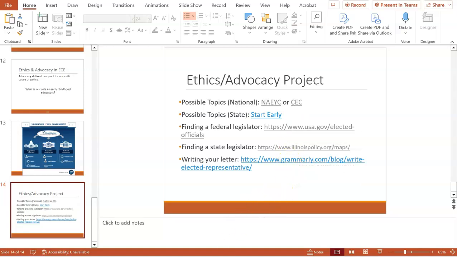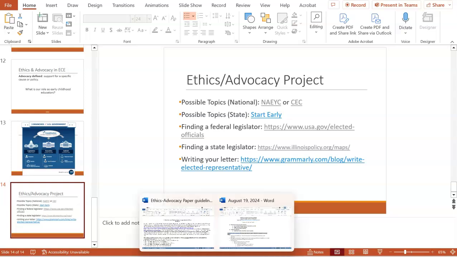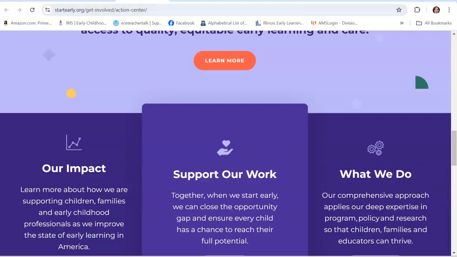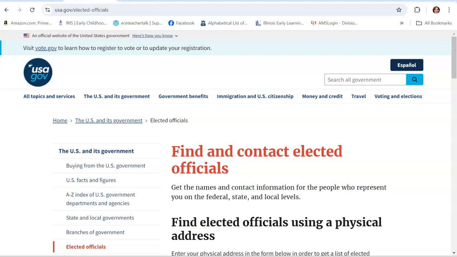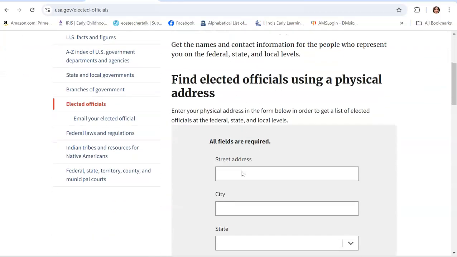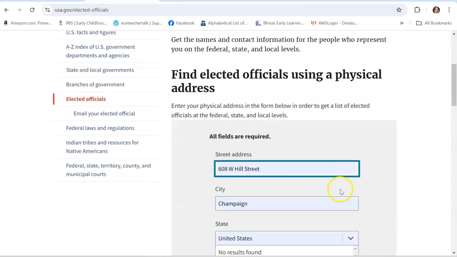So the way that you would find that out is you can click on this link here, and I already have it opened up over here. So let me get rid of these. So it's super, super easy. This will take you to a website, and all you have to do is put in your address.